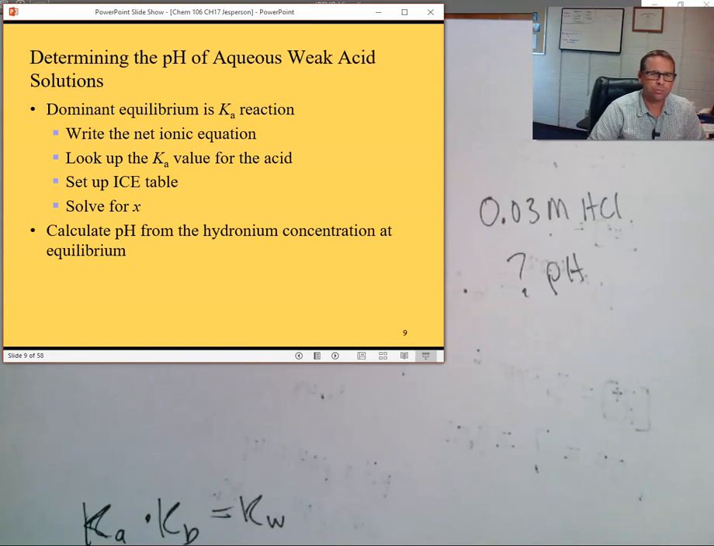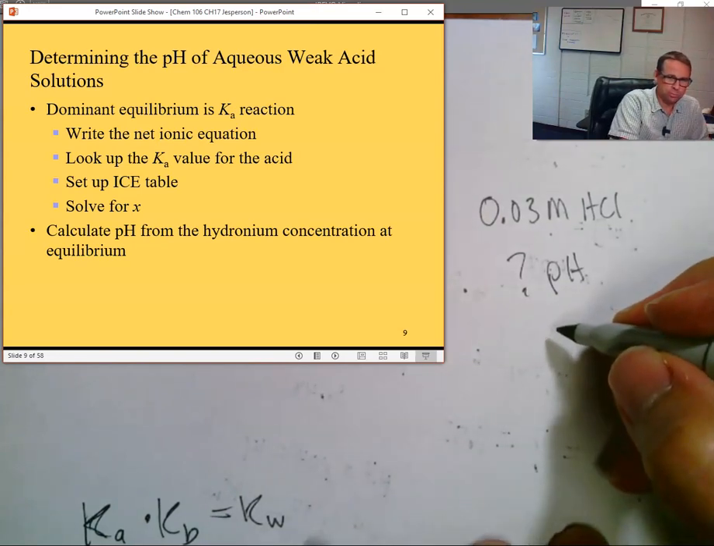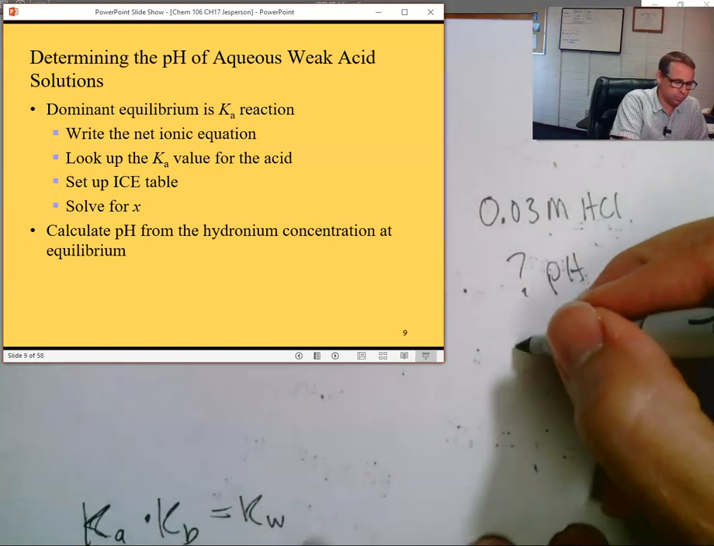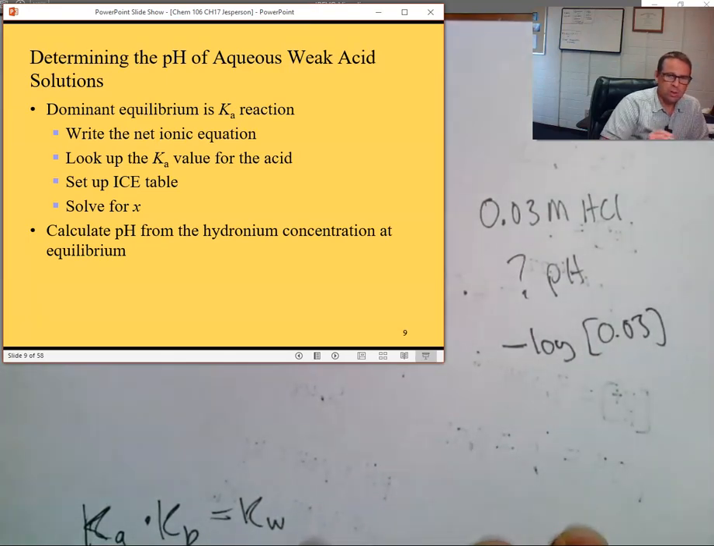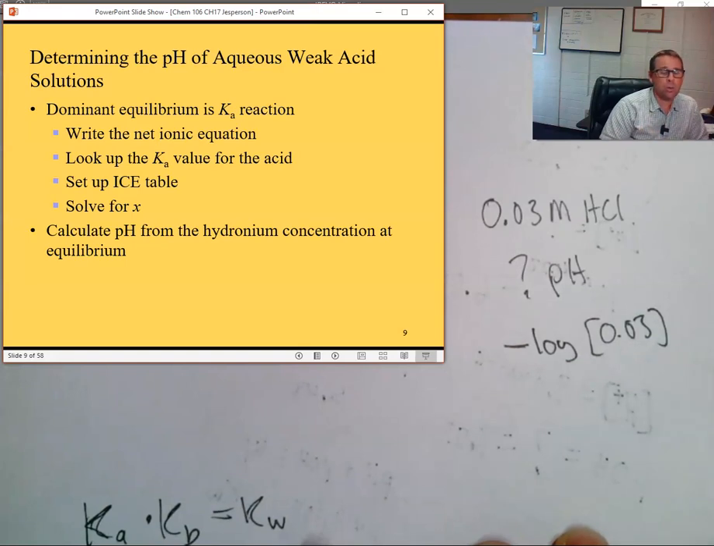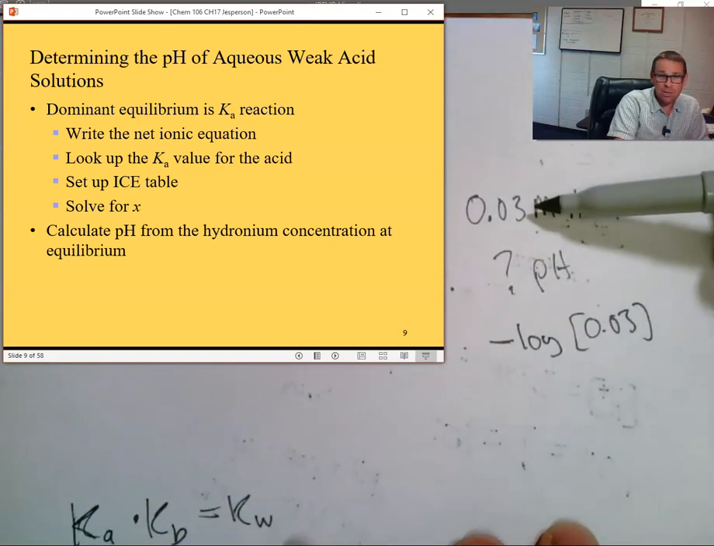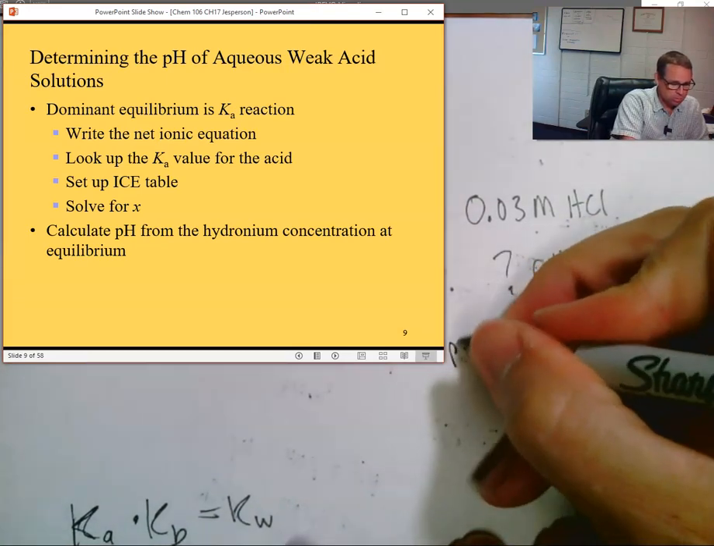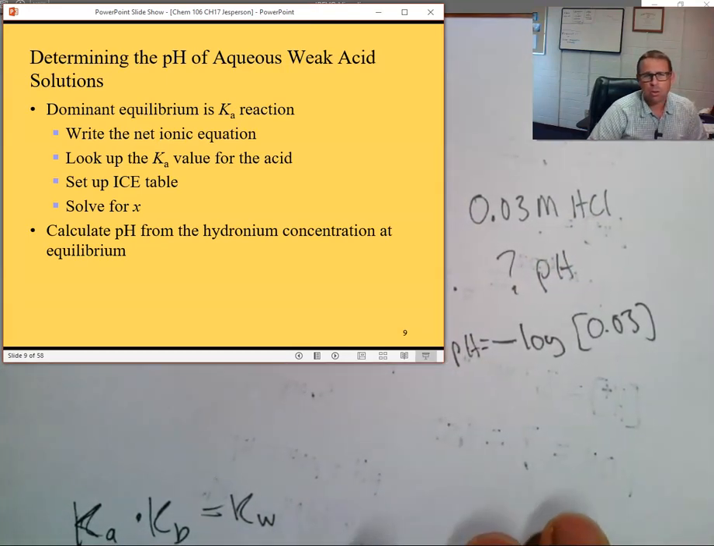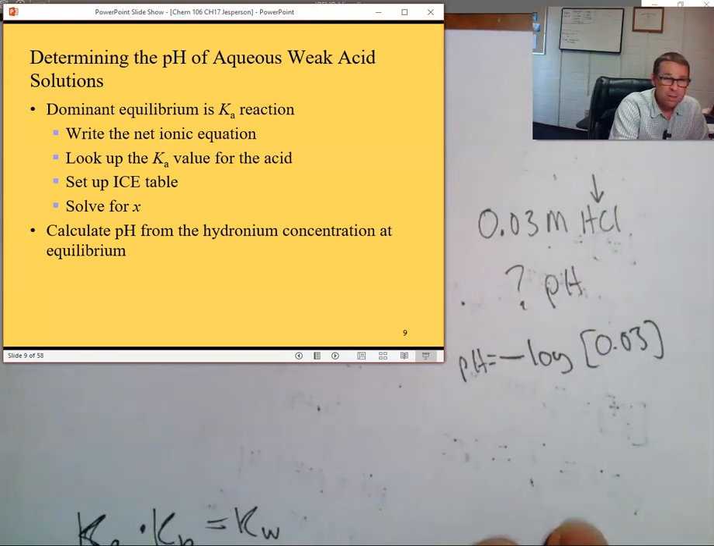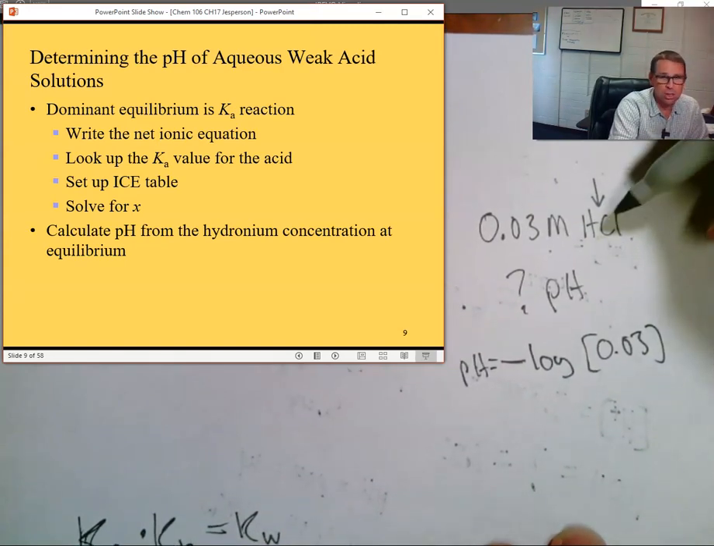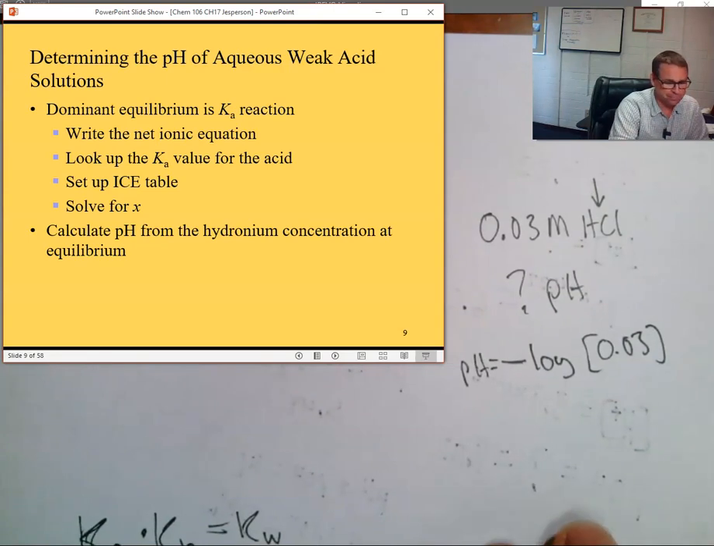I think you can use that concentration for the hydrogen concentration. So you would just take the negative log of 0.03 and that should give you the pH. That's correct. Now, how did you know that I could just use the acid's concentration as the hydrogen ion concentration? Because it has the hydrogen ion when it breaks apart, I think. That's exactly right. Essentially you knew that this was going to dissociate completely. How did you know that? Because it's a strong acid.